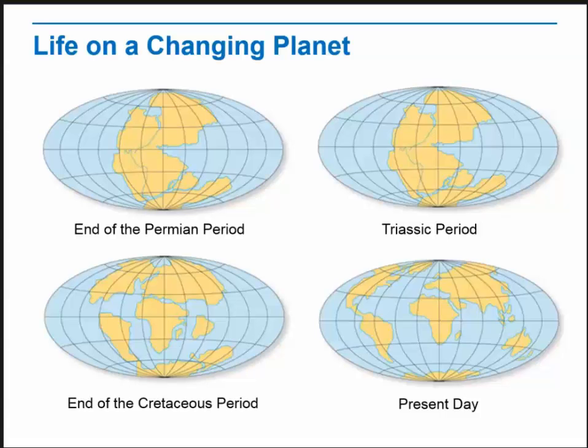Continental drift produced even more dramatic changes in Earth's landscape. At the end of the Permian period, Earth's continents collided to form one giant landmass called Pangaea. During the Triassic period, Pangaea started to break apart and form separate landmasses. By the end of the Cretaceous period, the continents as we know them began to drift apart. This is all the result of solid plates moving as little as 3 centimeters a year over Earth's mantle.